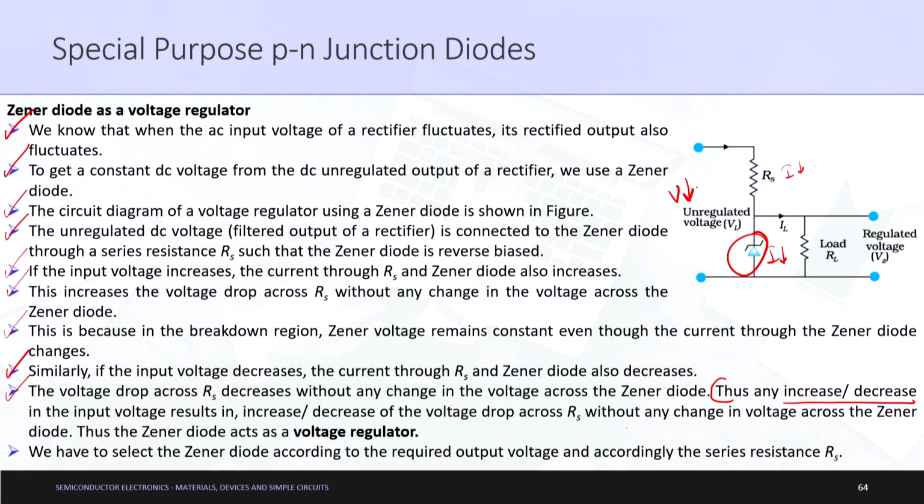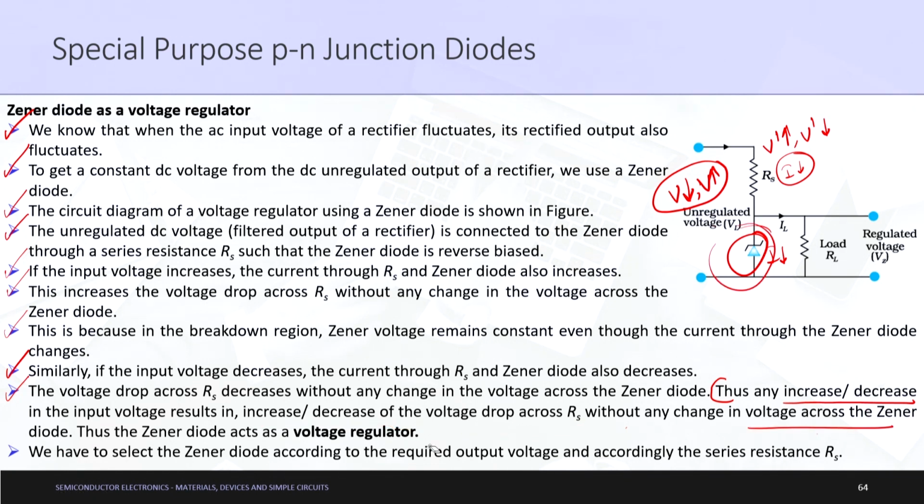So, even if we try to increase the voltage or even if we try to decrease the voltage, it results in increase or decrease of the voltage drop across RS. So, there will be change in the voltage across this resistor, but there will not be any difference occurring in this. Okay. So, without any change in the voltage across this Zener diode, fine.